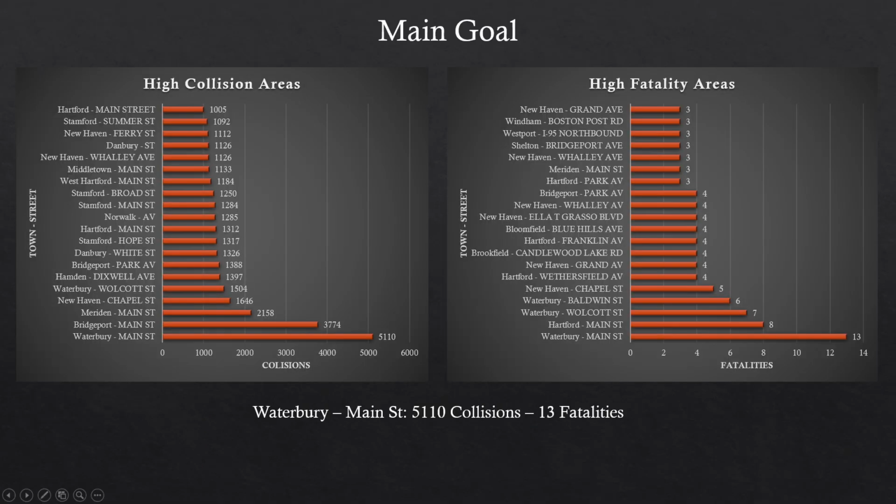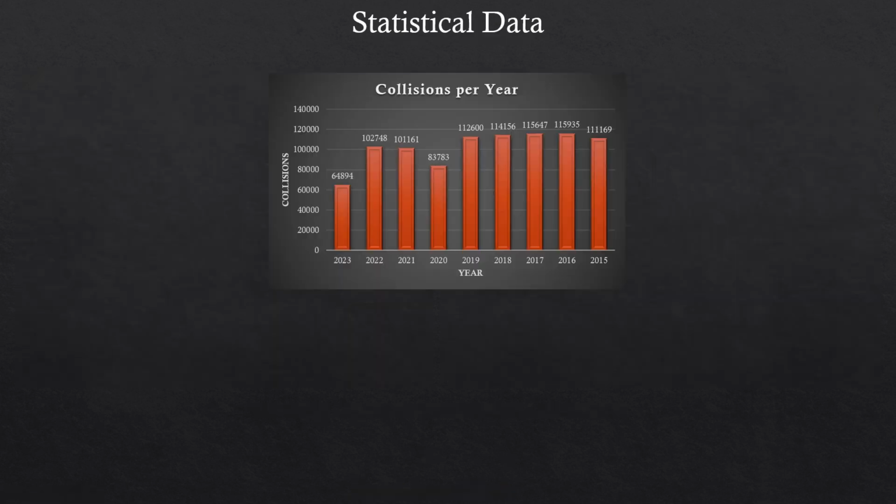So the visualization part, again, was done in Excel. So here, the main goal, we used high collision areas and high fatality areas. So you can see Waterbury Main Street in the lead for collisions, as well as fatalities on Main Street in Waterbury. So don't drive on Main Street in Waterbury.